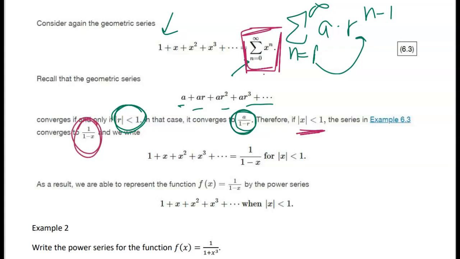So this series, 1 plus x plus x squared, this infinite polynomial, if you keep adding on degrees, like x to the infinite degree, it ends up equaling 1 over 1 minus x as long as we are in this domain bound.